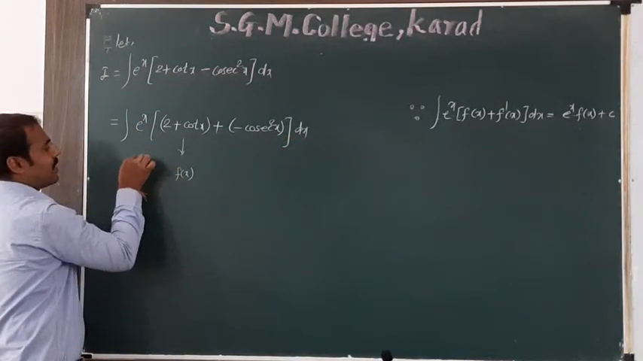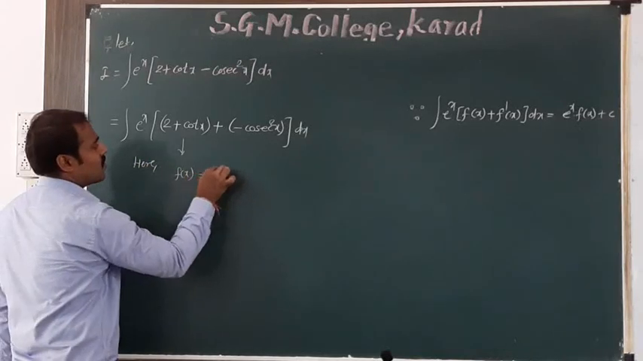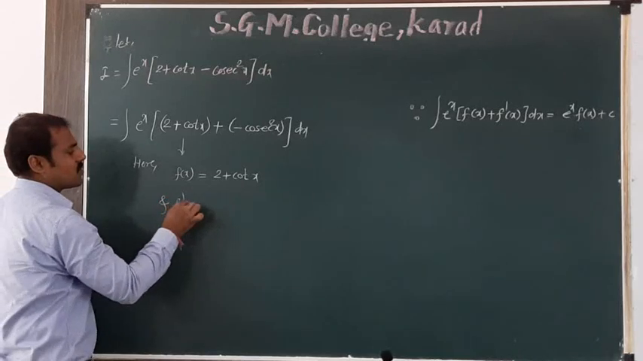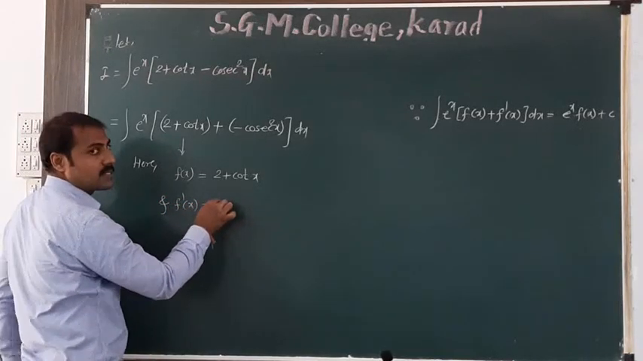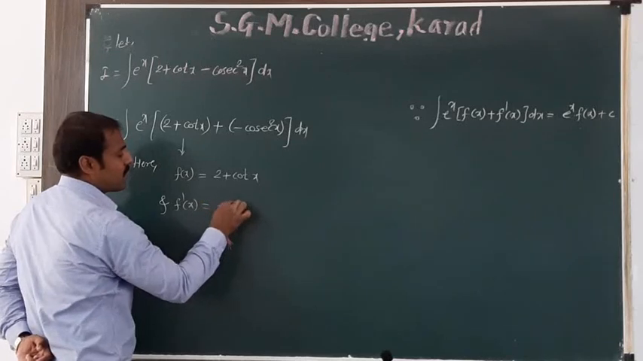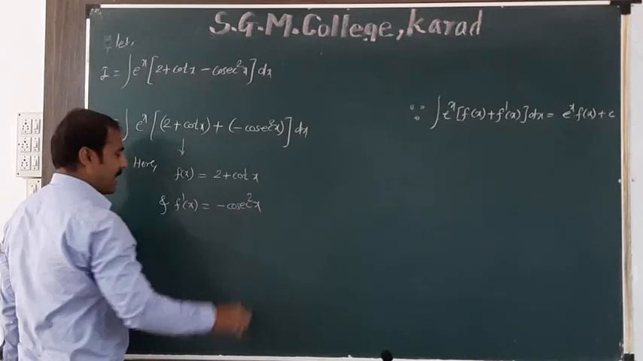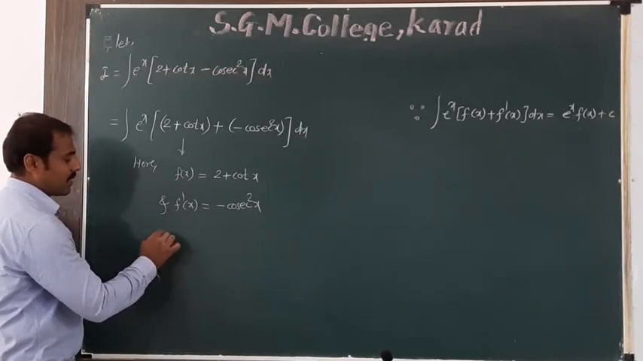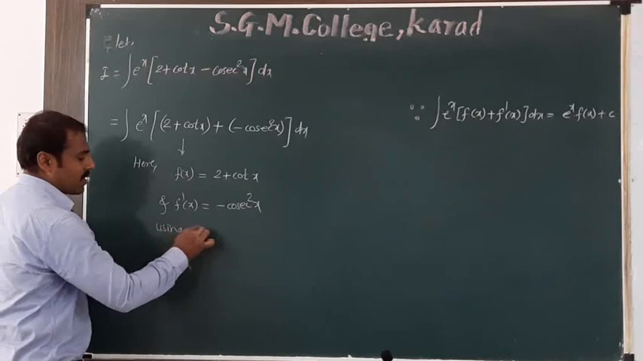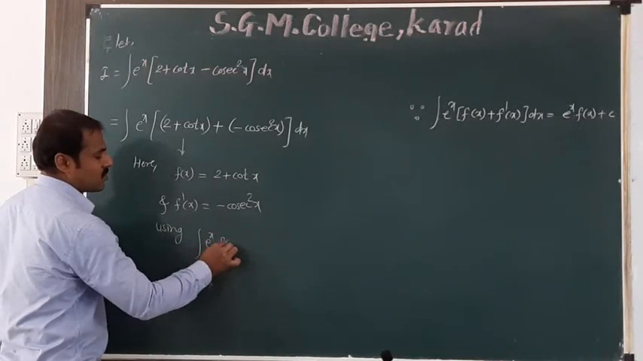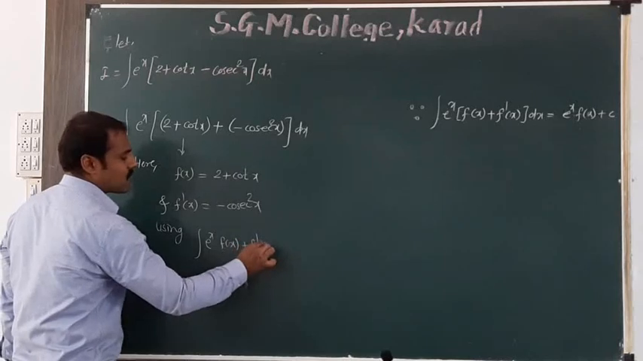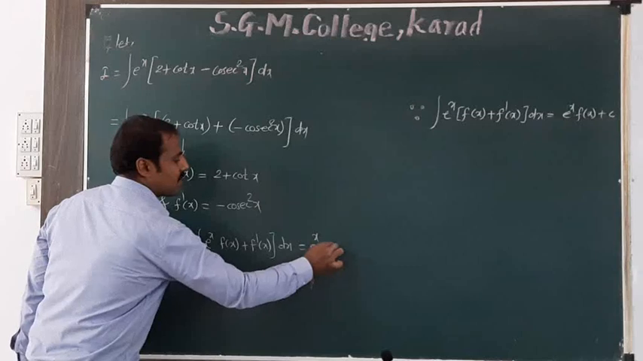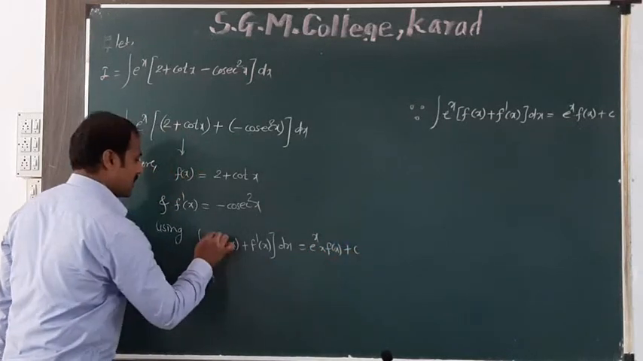Here f of x is equal to 2 plus cot x and f dash of x is equal to, after differentiating, the derivative of 2 is 0 plus the derivative of cot x is minus cosec square x. And we know, using the corollary, that the integration of e raised to x into f of x plus f dash of x dx is equal to e raised to x into f of x plus c.